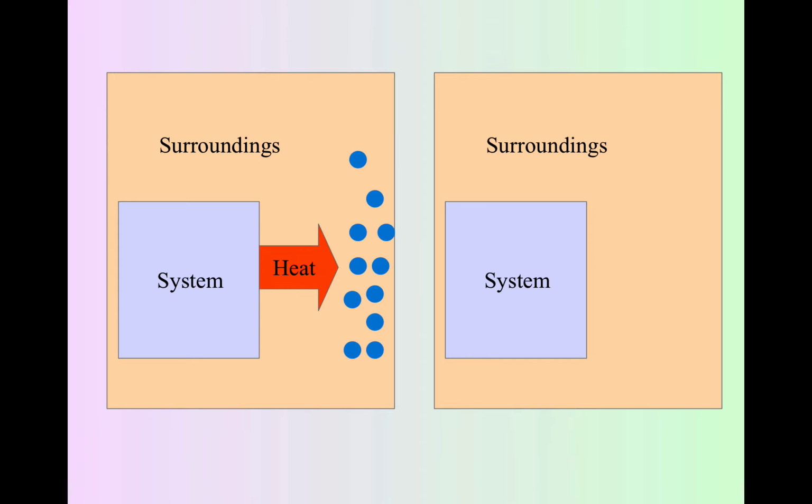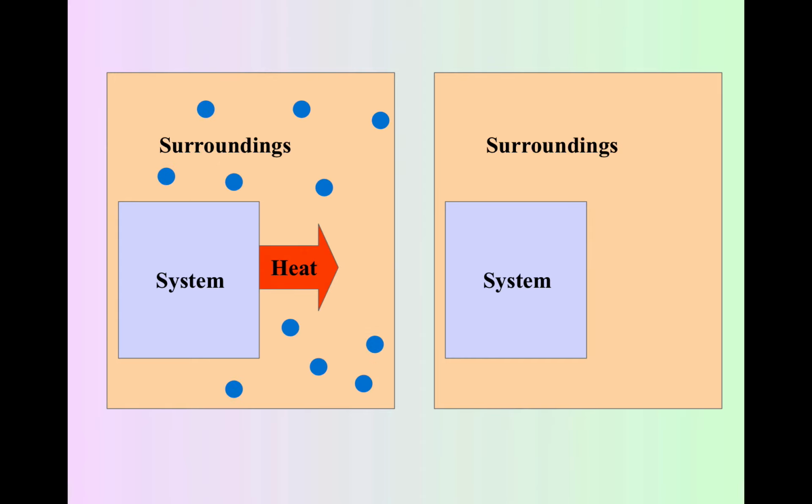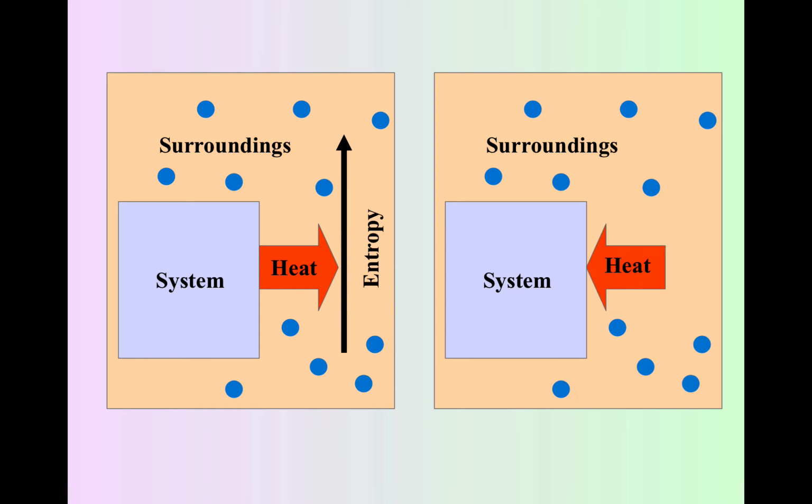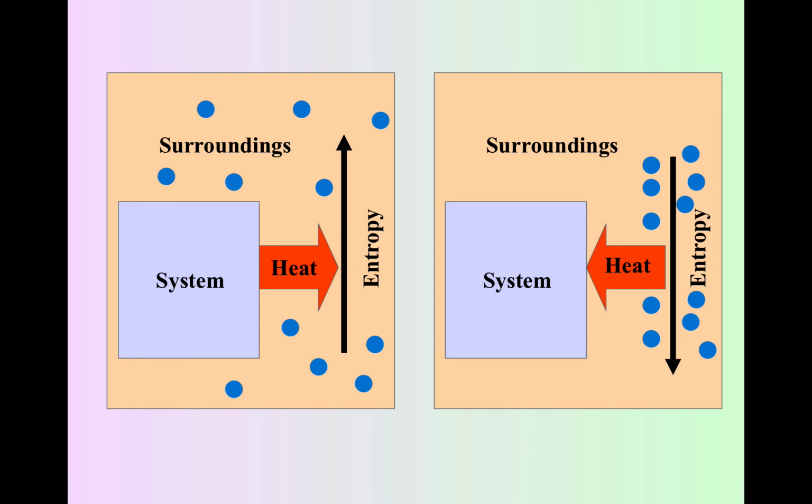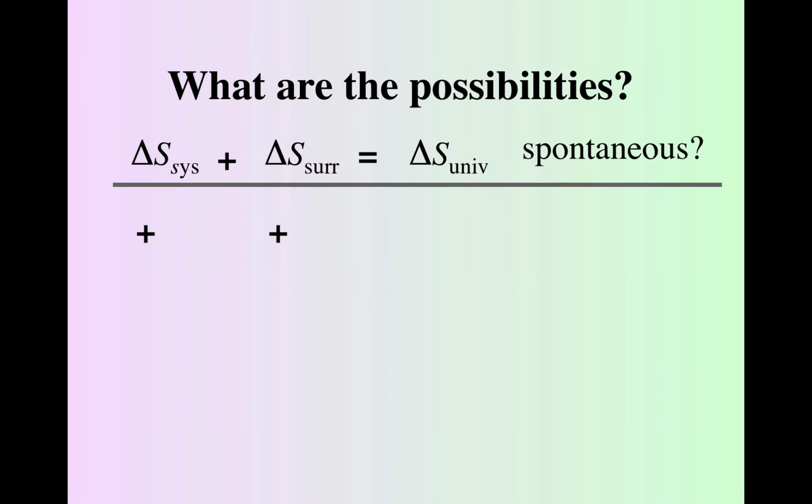So when the system loses heat to the surroundings, it becomes more disordered, right? Entropy increases. If the surroundings is losing heat to the system, well, the surroundings is cooling down and you're decreasing the entropy of the surroundings. So when the delta S of the surroundings is positive and the delta S of the system is positive, when you add these together, you get a spontaneous process.